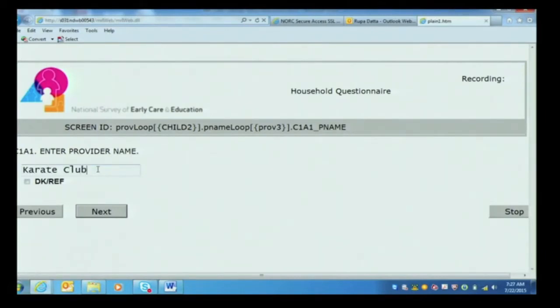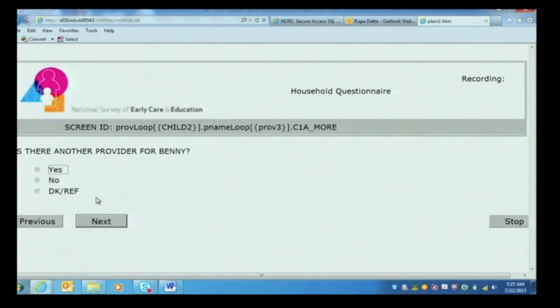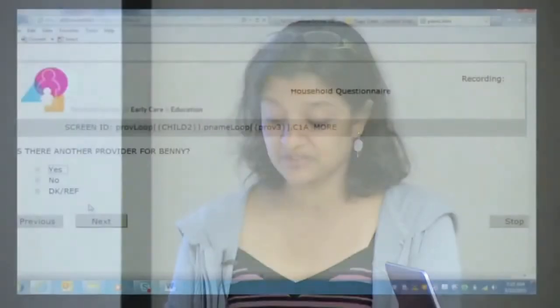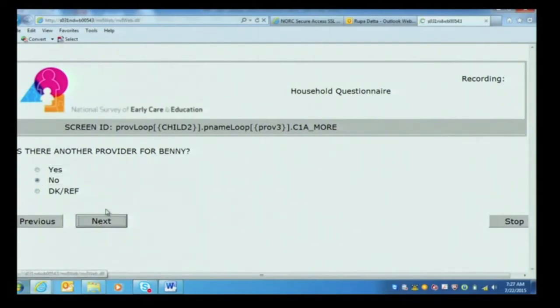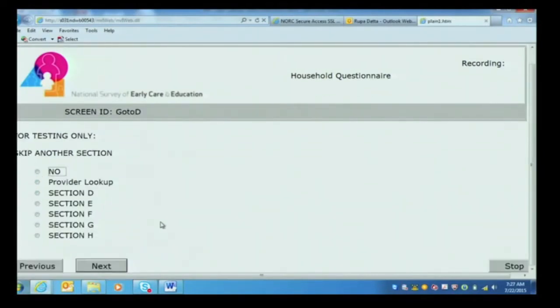And so, again, as with elementary school, there are lots of things in the non-parental care provider that are not regular early care and education, but collecting this data helps us understand where children are, how parents manage their work schedules so that they can be at work without worrying about the safety and well-being of their children. Okay, is there another provider? No, there are no more providers for Benny. Don't skip to another section, just say no.